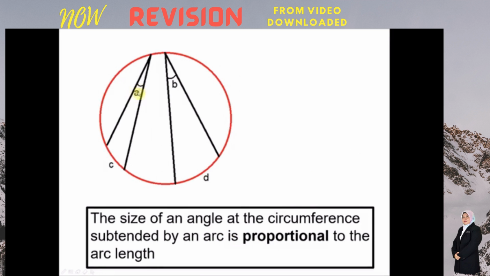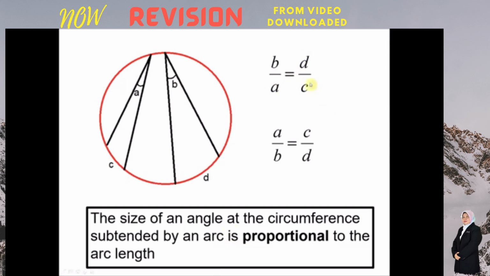So if we let this angle be A and the angle subtended by this arc be C, and we let this angle be B and the angle subtended by the arc be D, by using this definition we will get B divided by A equals D divided by C. Or if you want, you can take this angle divided by this angle, A divided by B, equals C divided by D. This is another way we can make use of this definition when it comes to calculations.